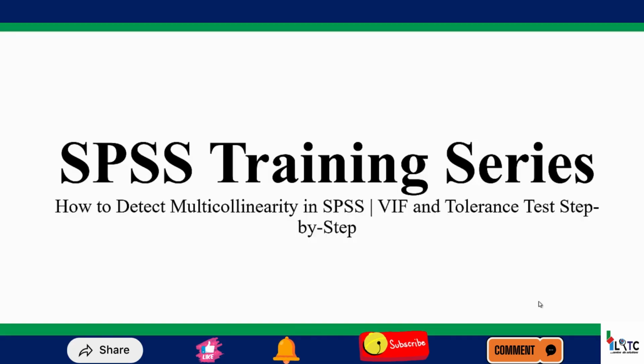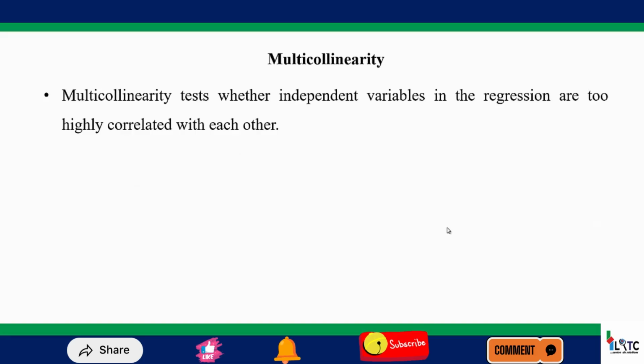Okay, before we look at how to do this particular test in SPSS, I want to take you through the hypothesis statement, the decision rule, and what multicollinearity means. Multicollinearity tests whether independent variables in the regression are too highly correlated with each other. Please take notes, when we are talking about multicollinearity, our focus is on the independent variable.